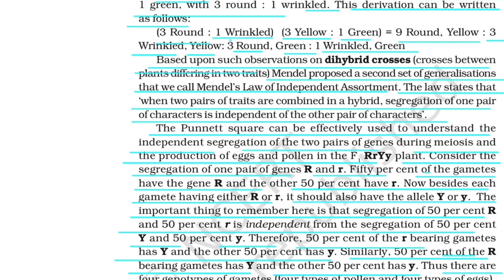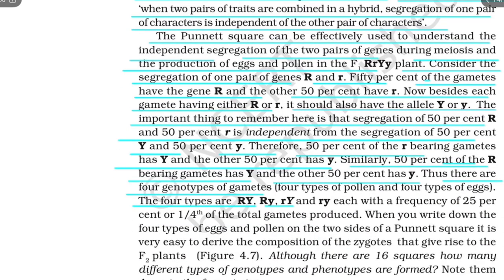Thus, there are four genotypes of gametes. The four types are RY, Ry, rY, and ry, each with a frequency of 25% or 1/4 of total gametes produced. When you write down the four types of gametes and plot them on the two sides of the Punnett square, it is very easy to derive the composition of zygotes that give rise to the F2 plants.